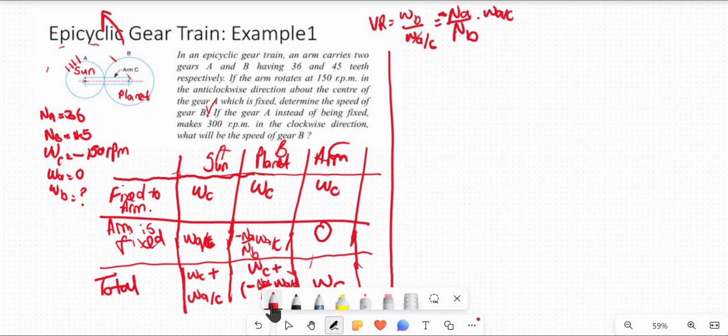If you're a smart guy, you've already figured out that the only thing that has changed is omega A. If gear A, instead of being fixed, makes 300 RPM, then omega A is now equal to 300 RPM. What is the expression for omega A? Omega A is equal to omega C plus omega A with respect to C. This is now equal to 300 RPM in the clockwise direction. That's positive 300 RPM.